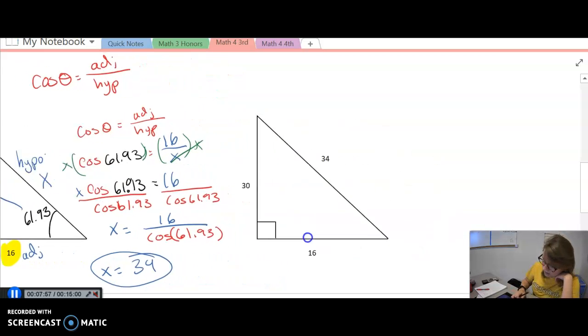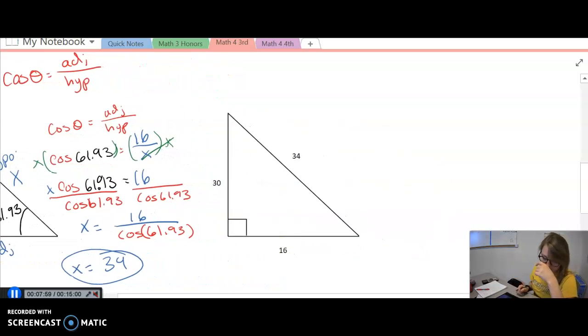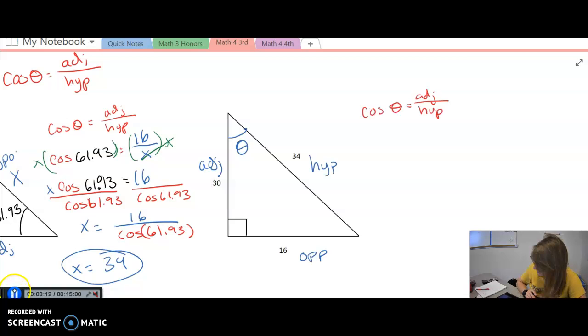Alright, so let's move on, and let's try and find a theta this time. So theta is going to be this guy right here. And I want you to label your triangle first, and pause the video here and label that triangle. So if you did this correctly, you should have 34 as your hypotenuse, 16 as your opposite, and 30 as your adjacent. Alright, so let's put these into our formula.